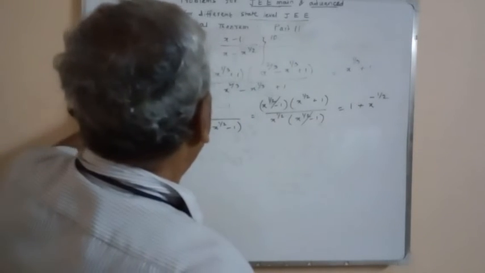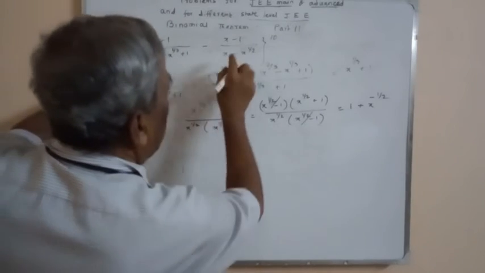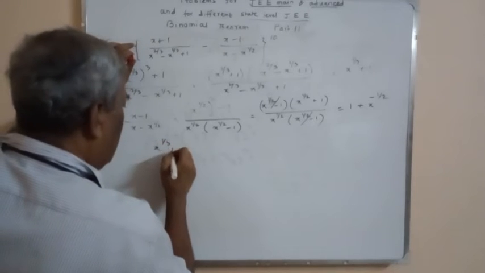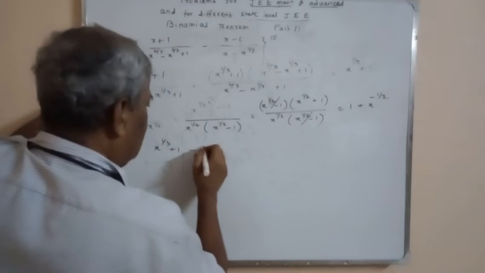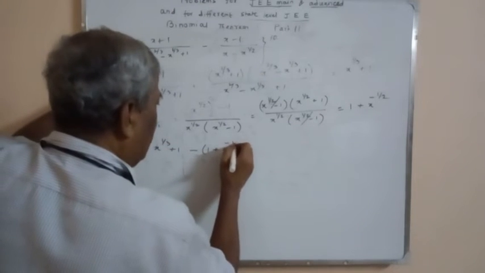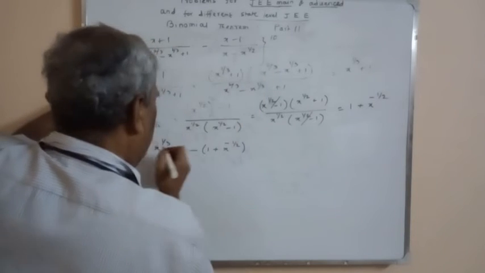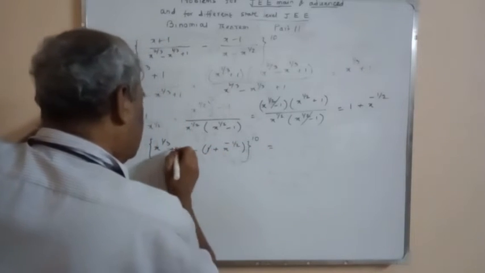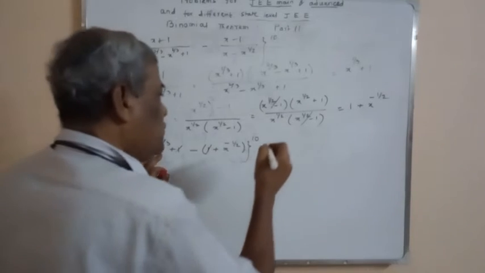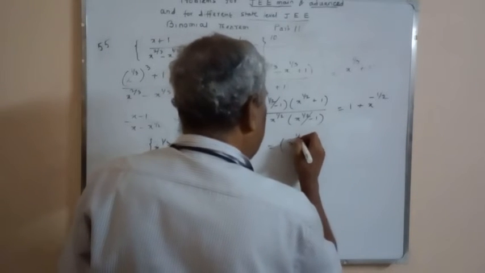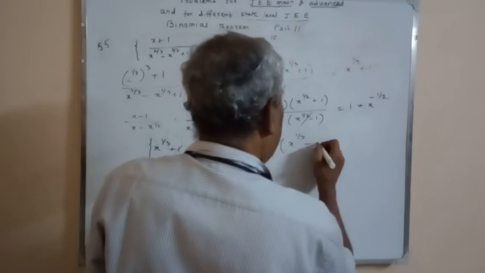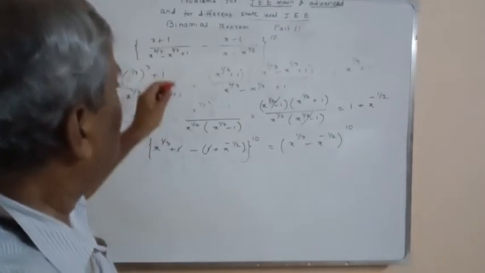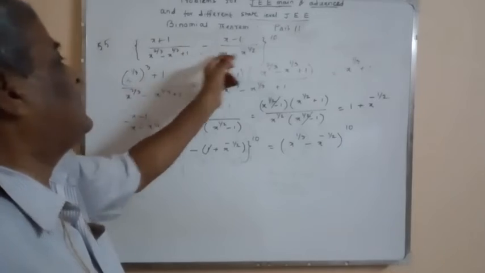So the given expression is this minus that, that is x to the power 1 by 3 plus 1 minus 1 plus x to the power minus half, this whole to the power 10. Now this one, minus 1 and that plus 1 cancel. So the thing left is x to the power 1 by 3 minus x to the power minus half whole to the power 10. So this is the simplified value of that.